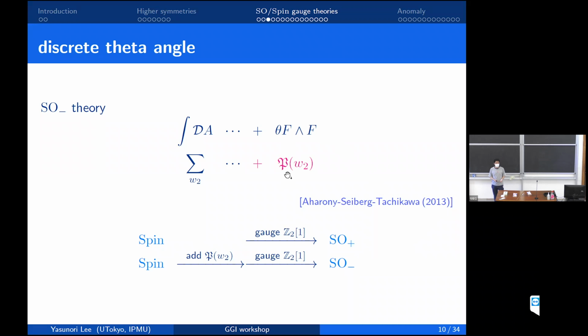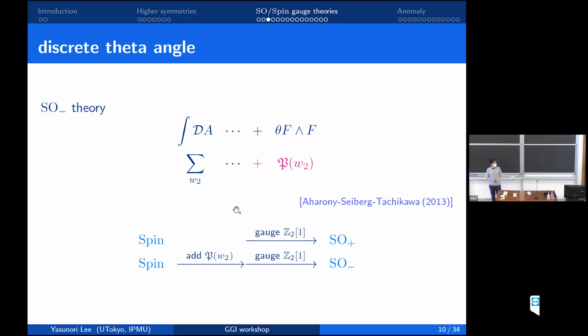But as opposed to the ordinary theta angle case, the theory with the discrete theta angle and the theory without the discrete theta angle are not connected to each other. The two theories are actually distinct. And we call the SO gauge theory with the discrete theta angle an SO minus theory, while we call the ordinary SO gauge theory without the discrete theta term an SO plus gauge theory. So there's this distinction between two SO gauge theories.